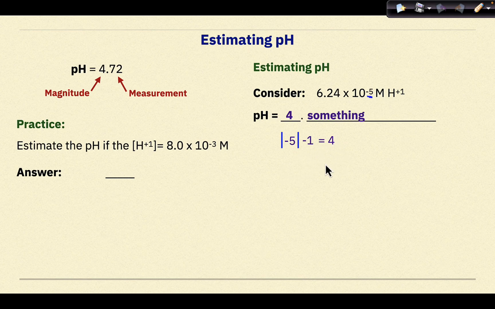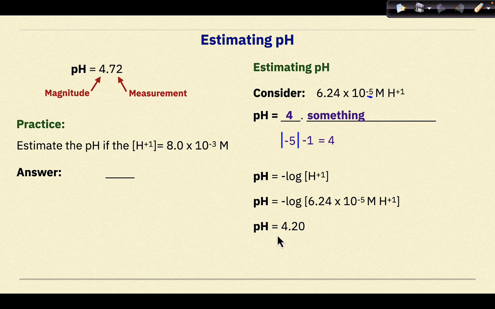Now if we wanted to do a calculation to figure out what these numbers are, we'd need to take the formula pH is equal to the negative log of the hydrogen ion concentration. So we'd take our hydrogen ion concentration right here and plug it into our formula. So pH is equal to the negative log of 6.24 times 10 to the negative 5 molar. And then we'd complete that calculation and find that our pH is 4.20. So the number of significant figures here matches the number of significant figures here in our original concentration of hydrogen ions. Let's do another practice problem.